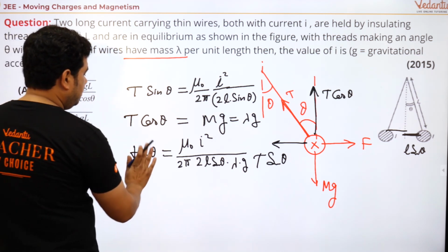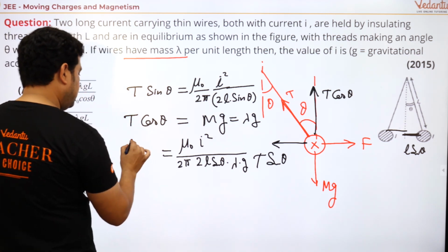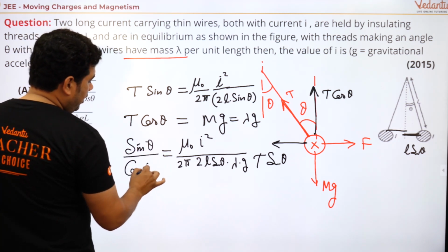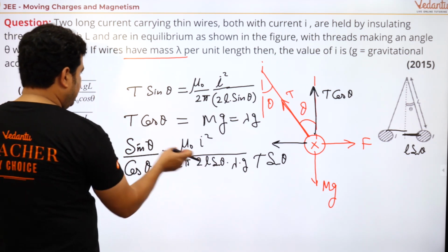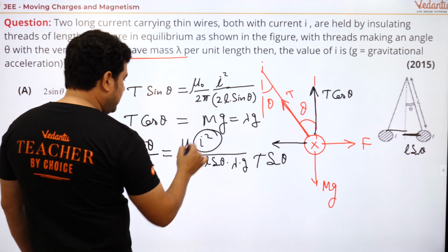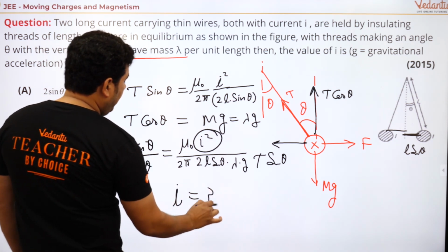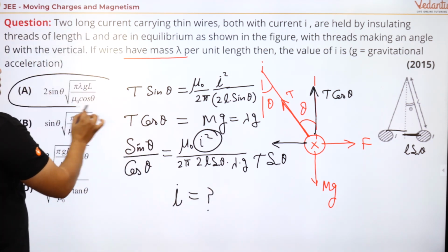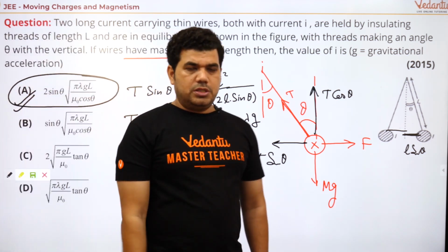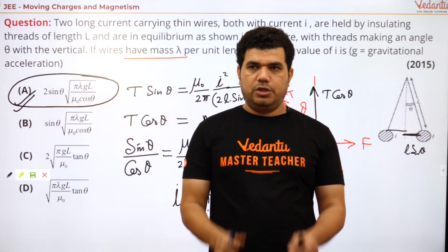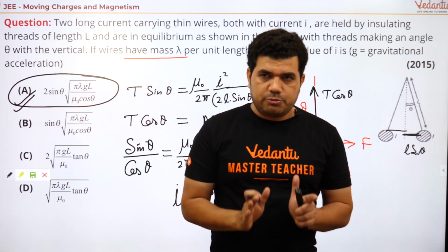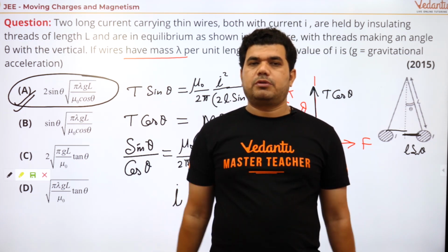Now tan theta can be written as sin theta divided by cos theta. And when sin theta goes here, you have sin square theta. By equating these two, we can easily find the value of I, and the value of I will be this, and this is your answer A. So these were some small questions which had a little conceptual part, in which you have to use the concept, right?